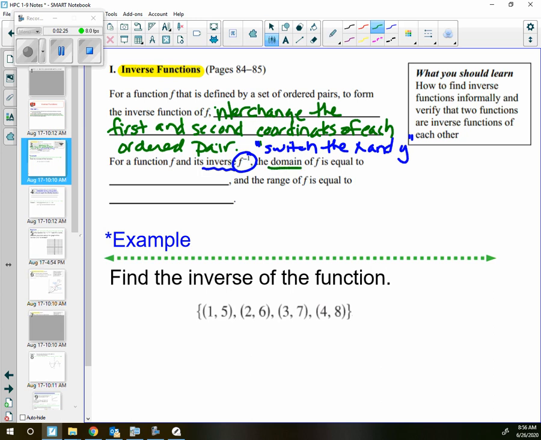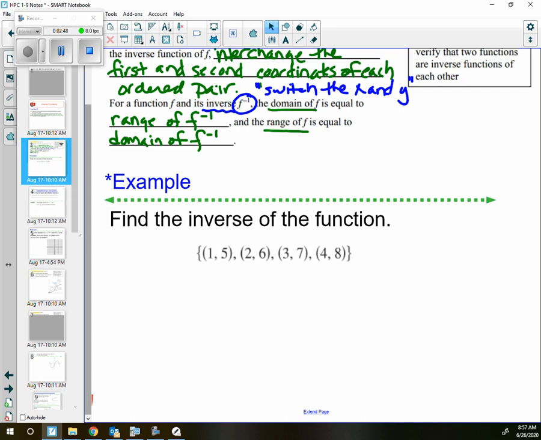So the domain of the original function would be the same as the range of f inverse. So the domain of the original function becomes the range of the inverse. And the range of the function would be equivalent to the domain of the inverse. So the x's and y's switch. That's all that means. So it's pretty straightforward, I guess, if we have a relationship and we want to try to find its inverse if they're just giving us a set of ordered pairs.